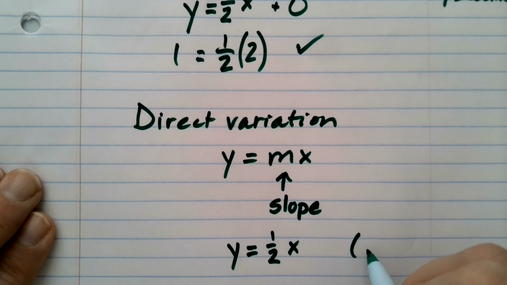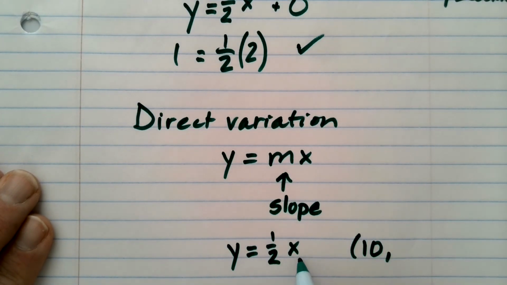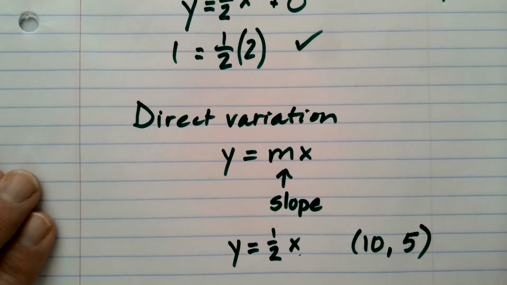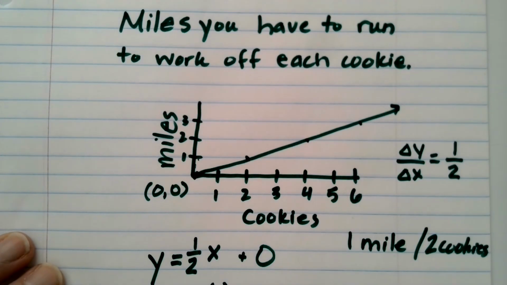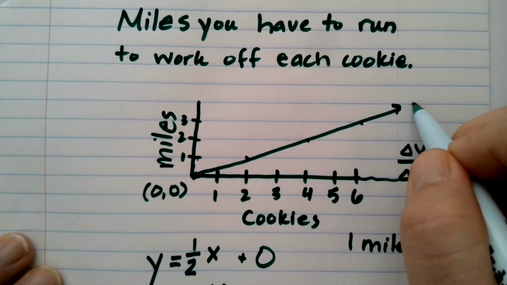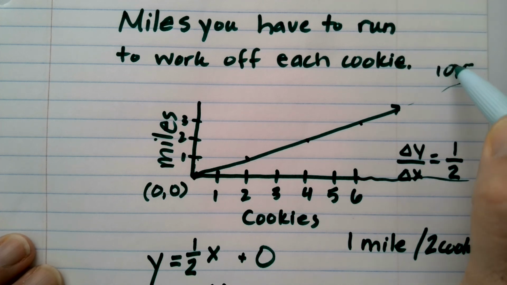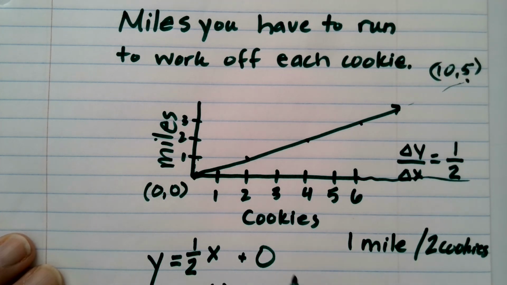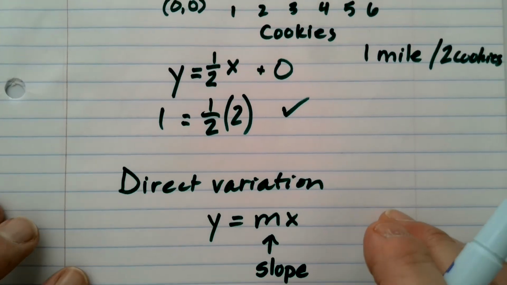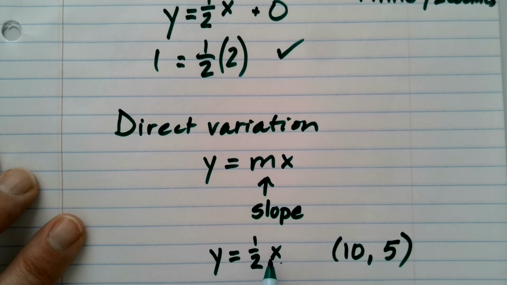So let's test some points. If x is 10, what would y be? 1/2 of 10 would be 5. So that point would lie on this line. Okay, now even though our graph doesn't have this point 10, 5 on there, if we were to continue this line up, we would find that somewhere out here we do have that point 10, 5. But knowing the equation of the line, we don't have to build a giant graph. We can just solve for points that would lie on that line given this equation.